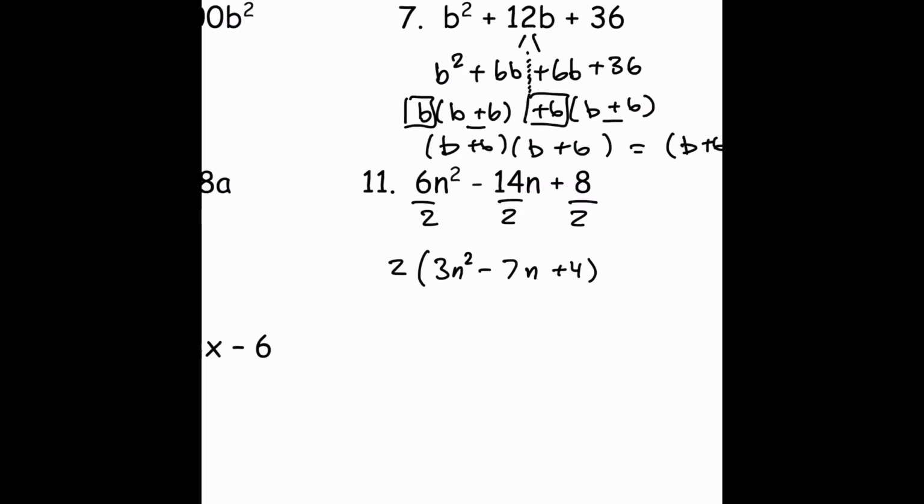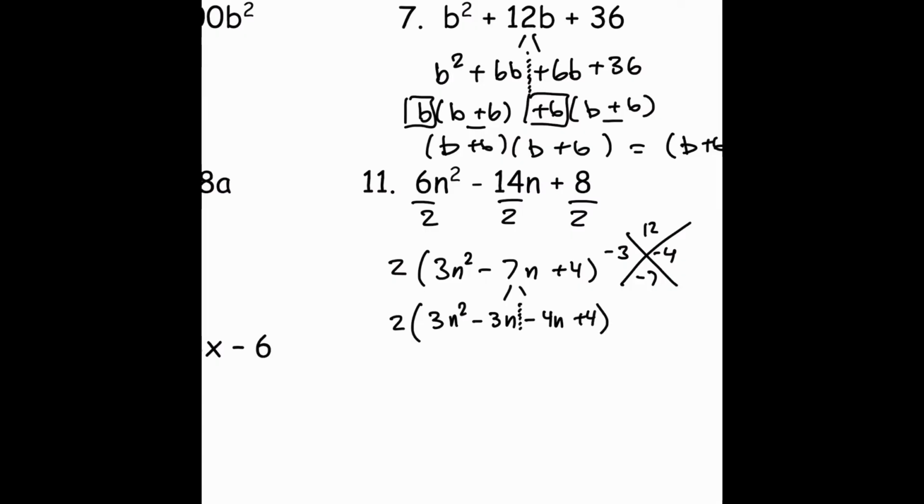All right, so let's think about this for a moment. If we multiply 3 times 4, that gives us 12, and we want to add up to negative 7. So 3 and 4 is what jumps out at me. 3 times 4 is 12, but I need negative 7, so we need both of these to be negative. So we can write this as 3n squared, and we'll split up negative 7n into negative 3n, negative 4n, plus 4.